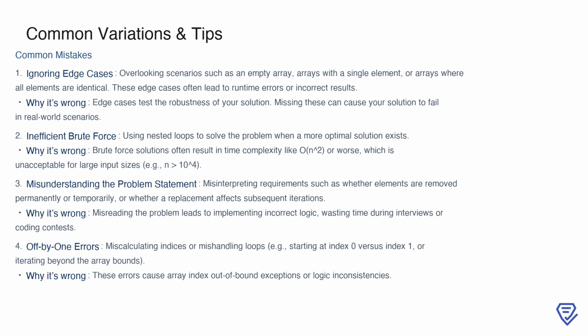Misunderstanding the problem statement is another frequent issue. For example, not clarifying whether elements are removed permanently or only temporarily, or how replacements affect future iterations, can lead to implementing incorrect logic. Lastly, off-by-one errors, such as miscalculating indices or mishandling loop boundaries, can cause array index out-of-bound errors or logical inconsistencies. Being aware of these pitfalls is the first step toward writing a robust and efficient solution.